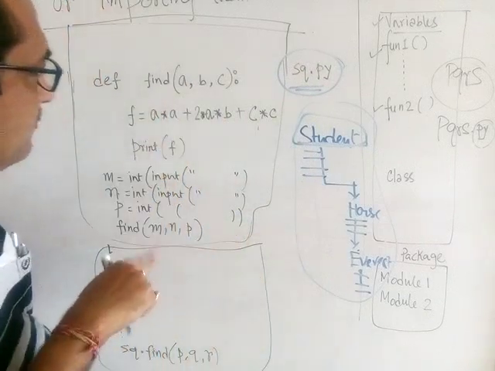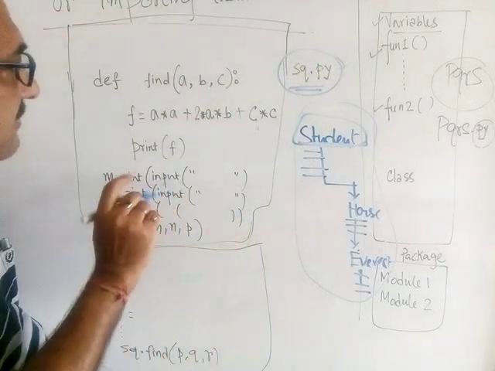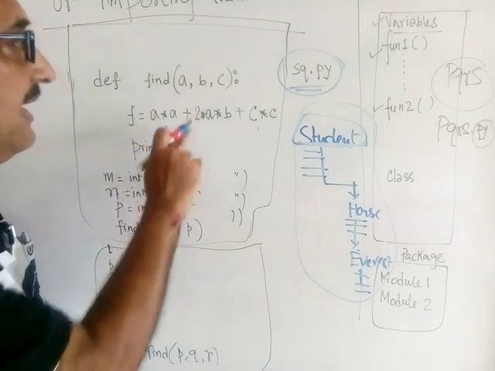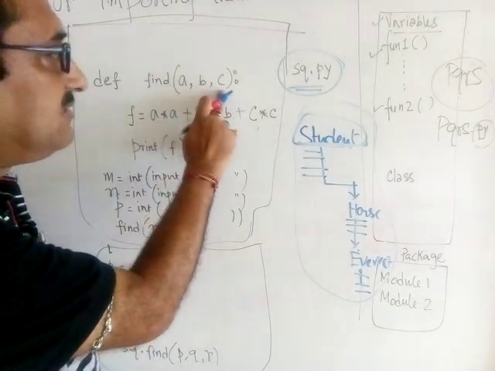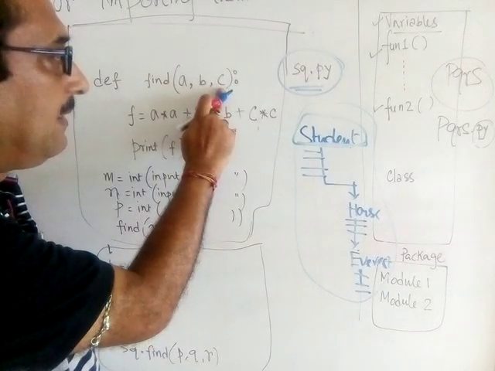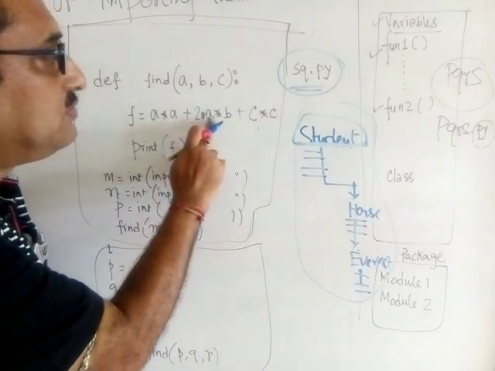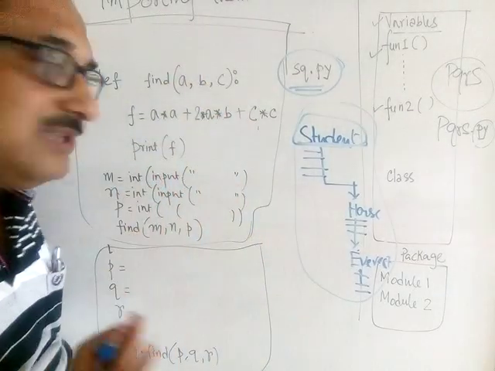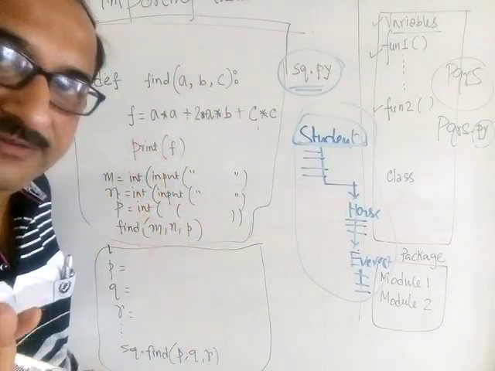What I was doing in this module is a very simple thing. I just took a simple function called find. This find function had three parameters a, b, c. I calculated a square plus 2ab plus c square. I wanted to know what value it gives and I printed f.